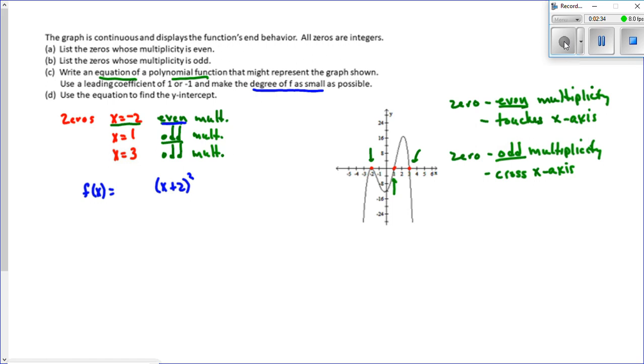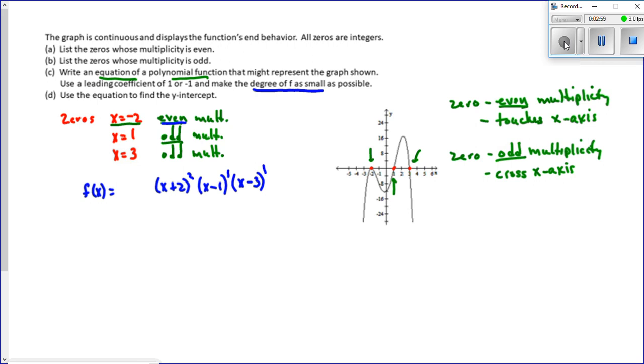Now, x equal 1 has odd multiplicity, so that means the factor that corresponds, which is x minus 1, has to have an odd power, so 1, 3, 5, 7, so on. So pick the smallest degree possible, so we'll use a 1. And likewise, x equal 3, the factor x minus 3 is going to have an odd power, and the smallest possible one then would be 1.